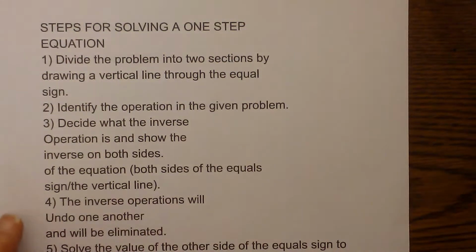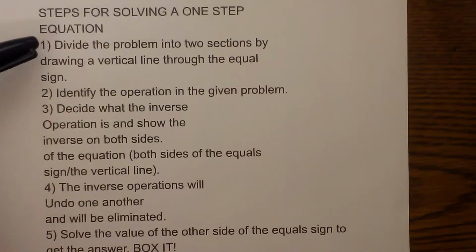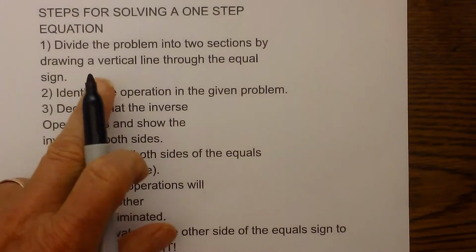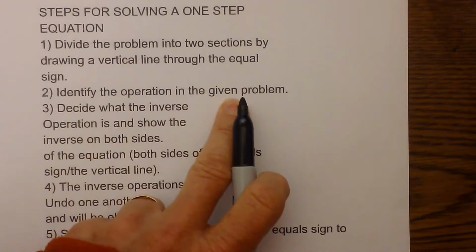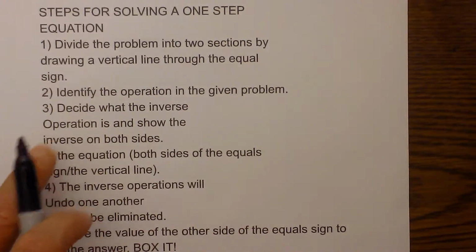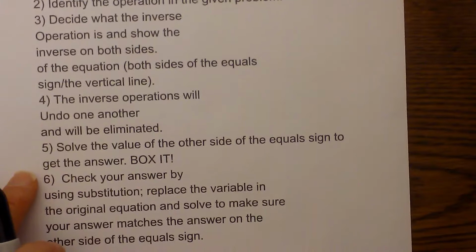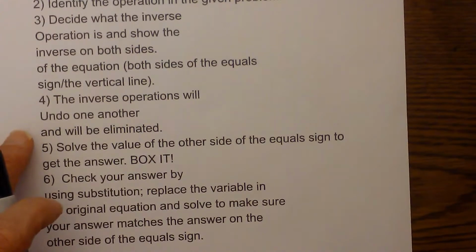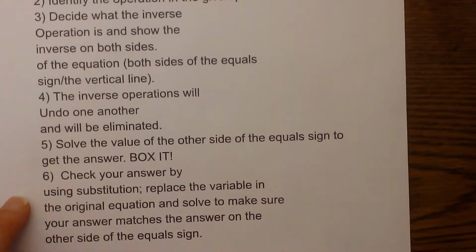In this video, I'd like to go through the steps for solving a one-step equation. Let me go through the steps and then I'll work a couple example problems. First, I like to divide the problem into two sections by drawing a vertical line. Then you'll identify the operation in the problem and decide what the inverse operation is, and show the inverse on both sides. These inverse operations will undo one another and one side will be eliminated. Then you'll solve the value of the other side of the equal sign to get the answer. And then you box it and then we'll check our answer.